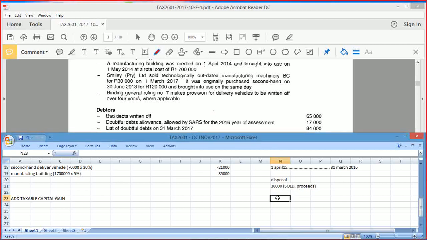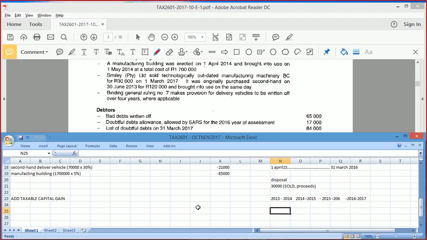Well, let's work it out. 2013, that's one. Yes, sir. 2014 to 15, that's 2. 2015 to 16, that's 3. That's scrapping allowance. 2016 to 2018, that's already 4. And we've already deducted all of it by then.